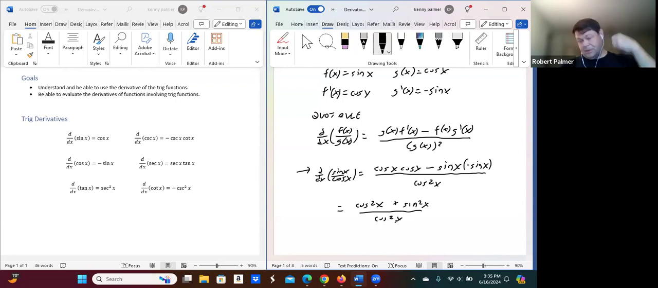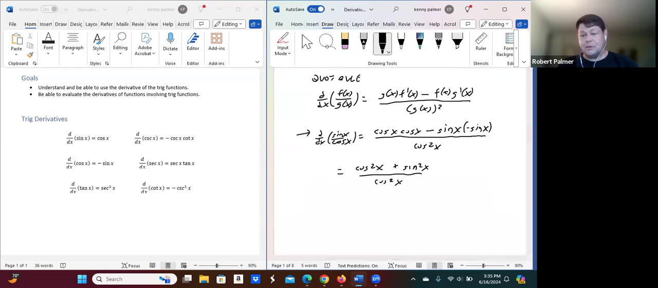Now, hopefully remember one of your identities from trig. This is one you may want to make sure you do remember. Cosine squared times sine squared. Let's write this over here. I'll say cosine squared x plus sine squared x is equal to 1.